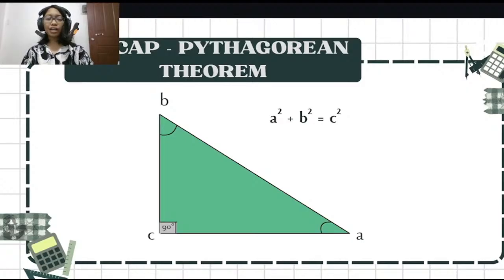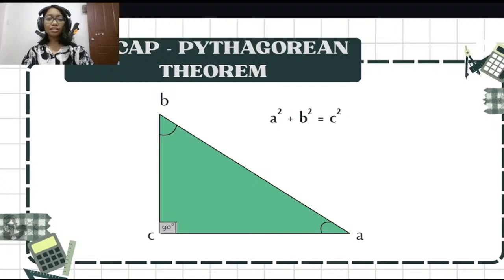This formula allows us to find a missing side length of a right triangle when the other two sides are known. Why the Pythagorean theorem is important: it helps us measure distances that are not easy to measure directly.